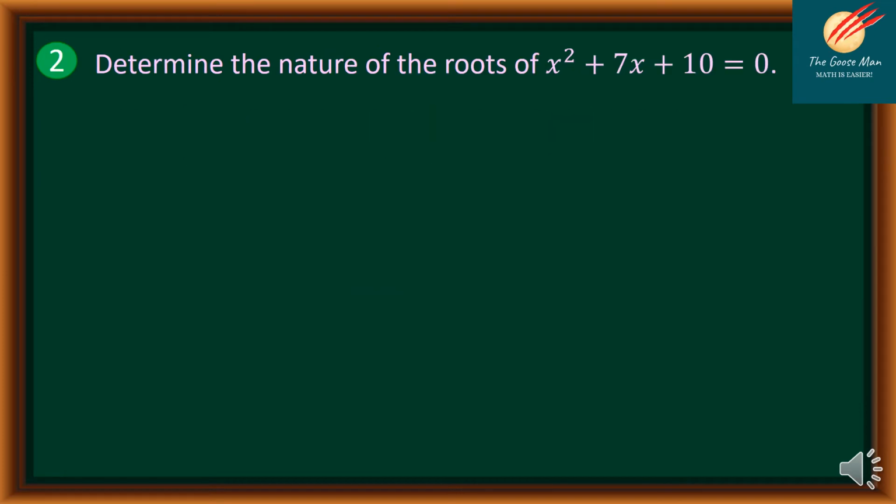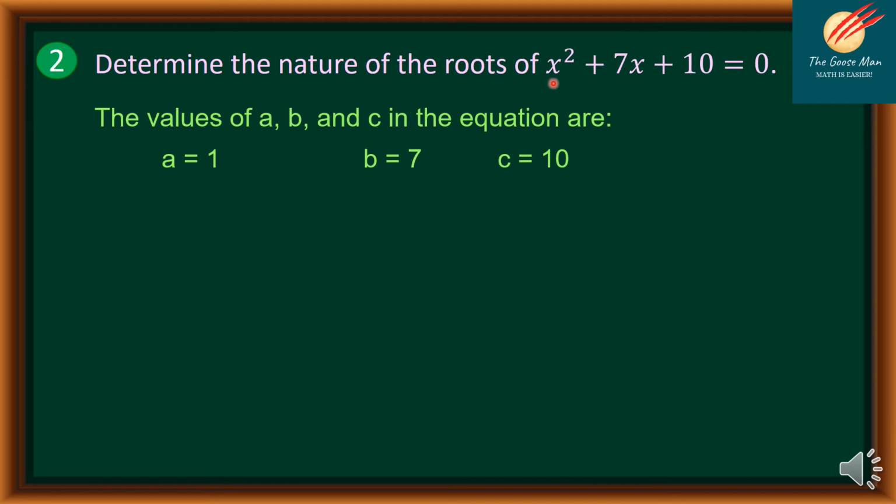So let us now move on to problem number 2. Determine the nature of the roots of x squared plus 7x plus 10. By inspection, we can say that the quadratic equation is already in standard form. So we can easily find the values of a, b, and c respectively. The value of a is equal to 1. The value of b is equal to 7 because we have 7x. And the constant, which is the value of c, is equal to 10.